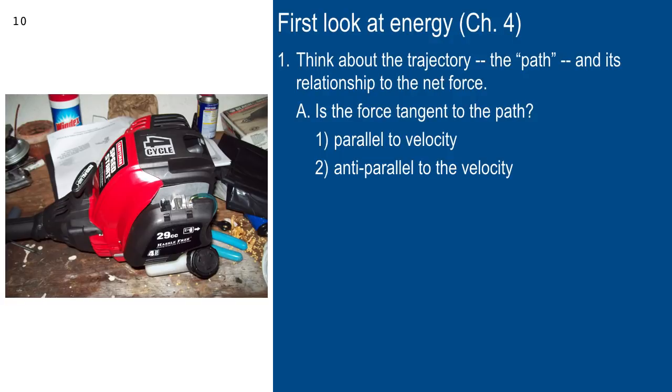You're on the trampoline. You don't keep going out into space. You rise to a certain level above the trampoline, you stop, and you start coming back down again. All right, so this geometric relationship between the velocity vector and the net force vector, parallel or anti-parallel, has a profound effect on the speed.